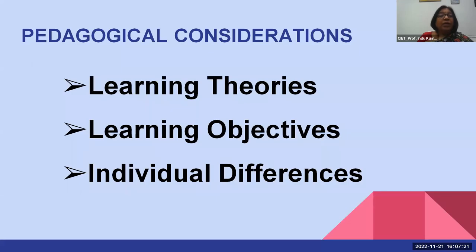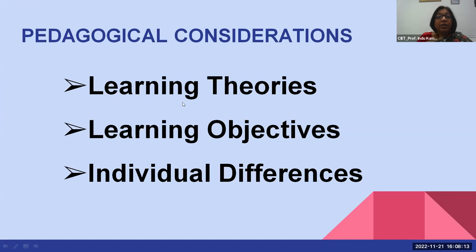Before developing any e-content, be it audio, video, or interactive content, we need to have these three considerations: the learning theories on which a particular content is based. It should be at the back of our mind; it is not that we have to learn all the learning theories and then initiate the development of content. There are learning theories behind each and every piece of work that we do as academicians. Then learning objectives and individual differences. We also need to focus upon the learning objectives of a particular piece of e-content that we are going to develop.